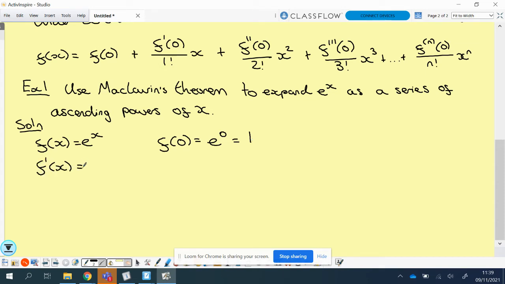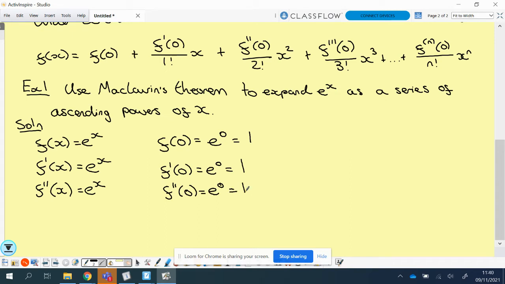To differentiate a function, if I differentiate e to the x, I get e to the x. We know that from our formula sheet. Again, put in the value 0, that's e to the 0, which again would give me 1. Second derivative, again I'm going to get e to the x here. And you can quickly see in this example that it's just going to repeat itself, isn't it? Because we're not actually changing the function as we differentiate it.